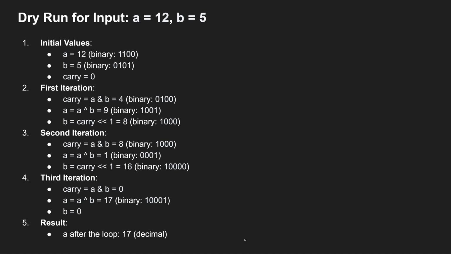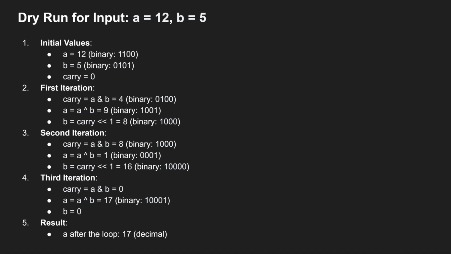If we perform the dry run, assume that a is equal to 12 and b is equal to 5. In binary, these are the number representations, and the carry is equal to 0. Now in the first iteration, carry is equal to a AND b. If we perform the AND operation, that would be 0 1 0 0, so it is equal to 4. And if we perform a XOR b, that would be 1 0 0 1.